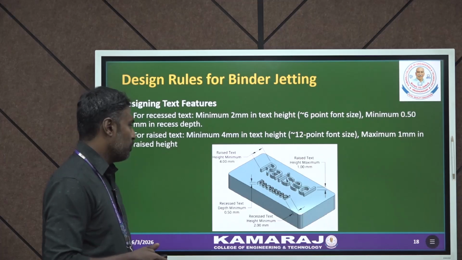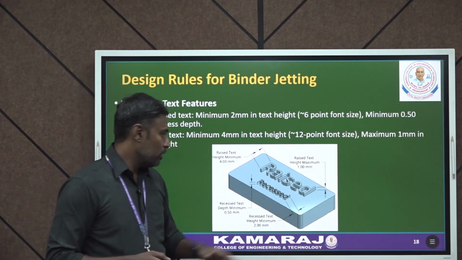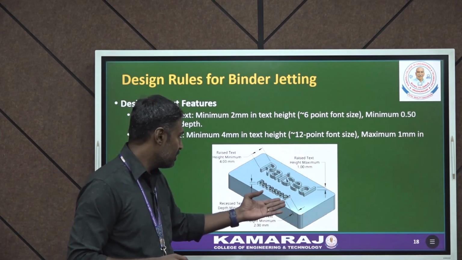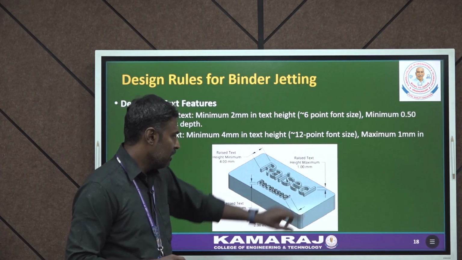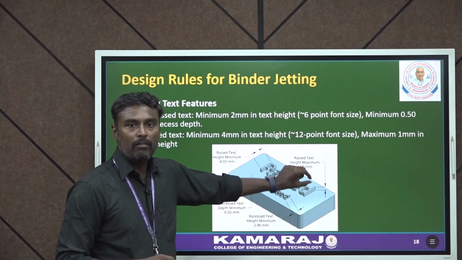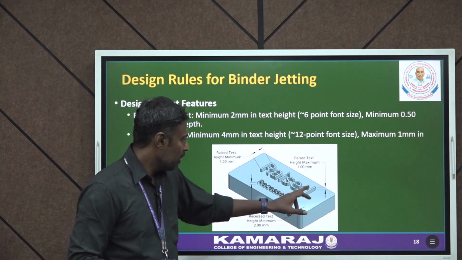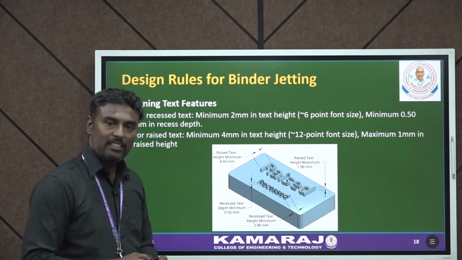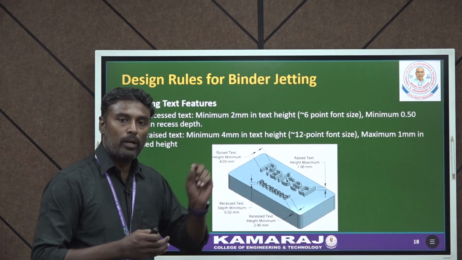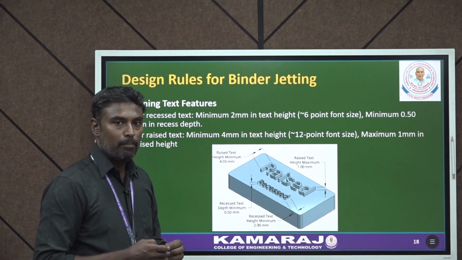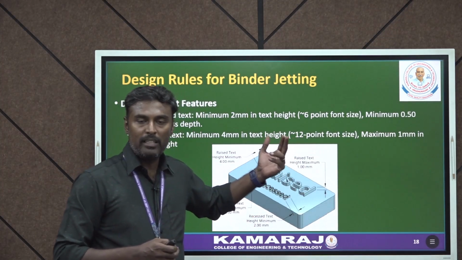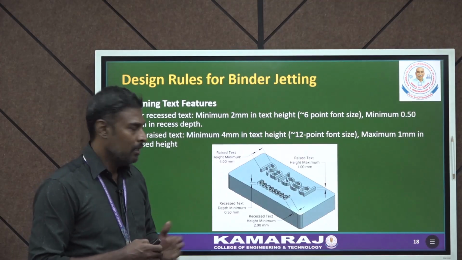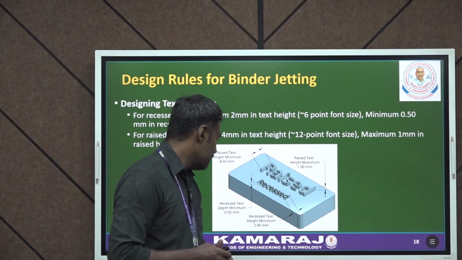And the final one is text features. The text has two categories: one is embossing text, another one is de-embossing text. For the embossing text, it depends only on the height of the text. The minimum embossing text height that we have to maintain is 1 mm. If it is more than 1 mm, it is the same as what applies to the wall thickness.